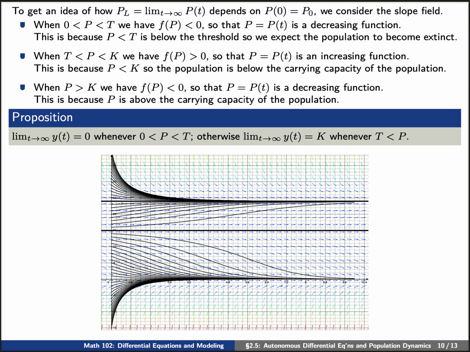So finally, putting all of this in one place, as time increases without bound, our solution will tend to 0 whenever we're between 0 and t, and our solution will tend to k whenever p is greater than t.